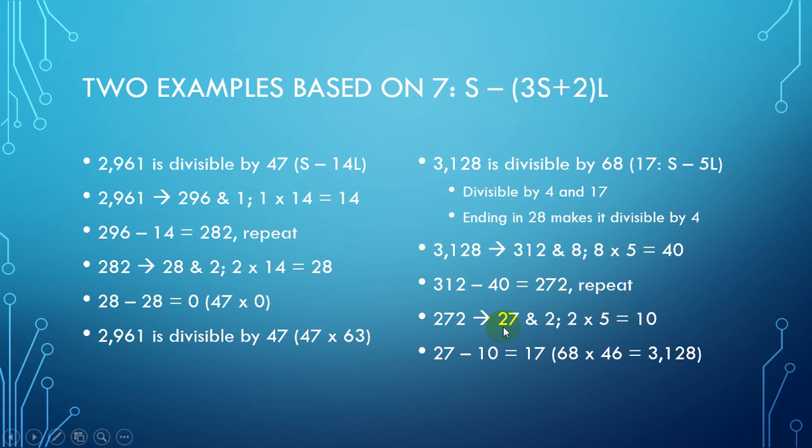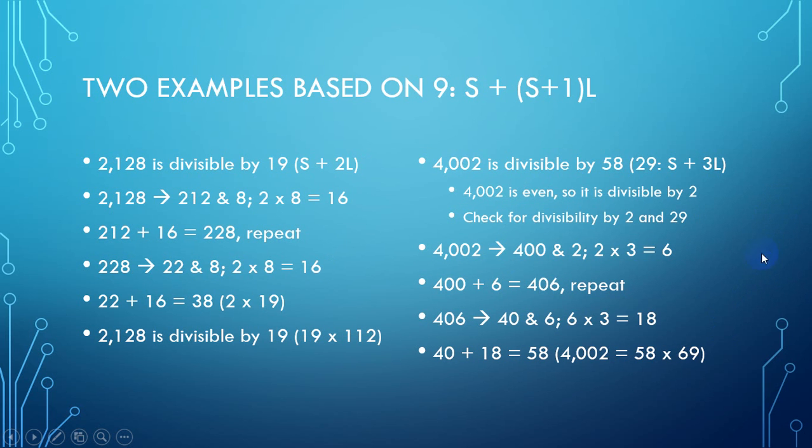272 then breaks apart into 27 and 2. Again, you take this 2 and you multiply it by 5, you get 10. So you're subtracting 10 from 27, and guess what? That gives you 17. Clearly a multiple of 17, obviously. And that happens to be 68 times 46, and that gives you 3,128.